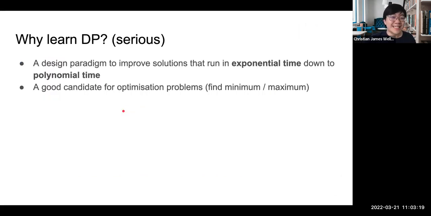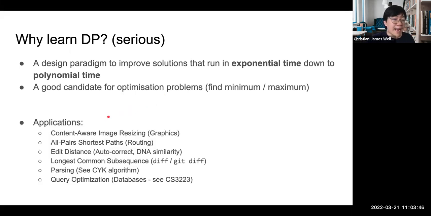But the serious answer is really that dynamic programming is a design paradigm to help improve solutions that run from exponential time down to polynomial time. And that's a huge improvement. We get something from 2 power something into n power 2, for example, or n power 3. And it's a good candidate for optimization problems because oftentimes you're interested in finding the minimum or the maximum of something.